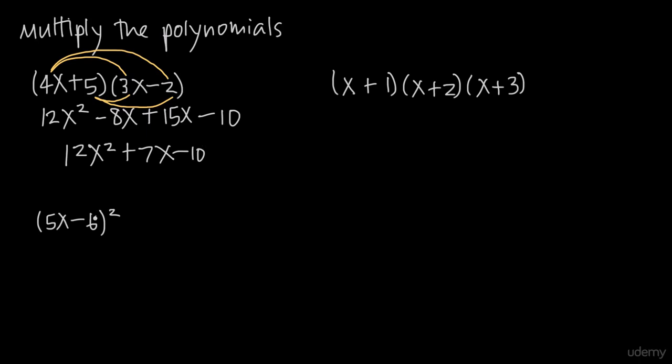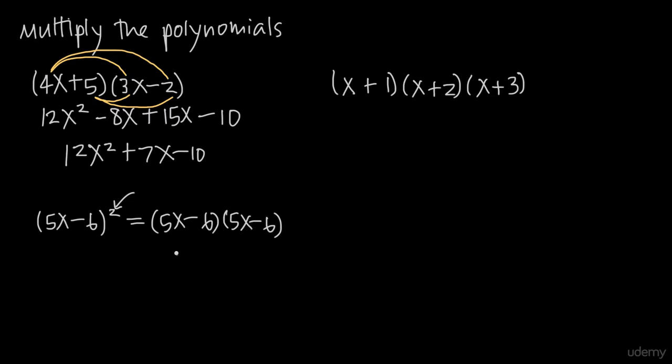Now you might also see an example like this where you have the quantity 5x minus 6, that's a polynomial, or more specifically, a binomial, and this quantity is squared. Well, squaring a binomial is the same thing as saying multiply two of these together. So this is going to be equal to 5x minus 6 times 5x minus 6. This exponent just tells us two factors of 5x minus 6, multiply them together.